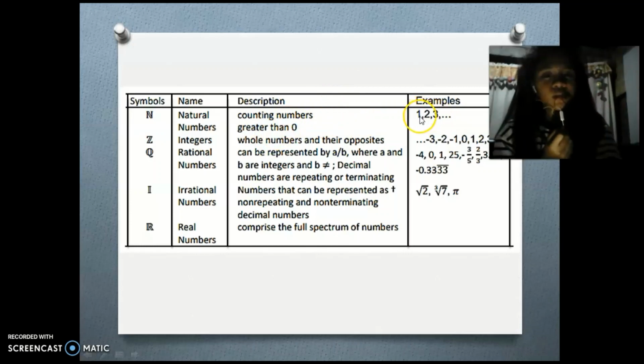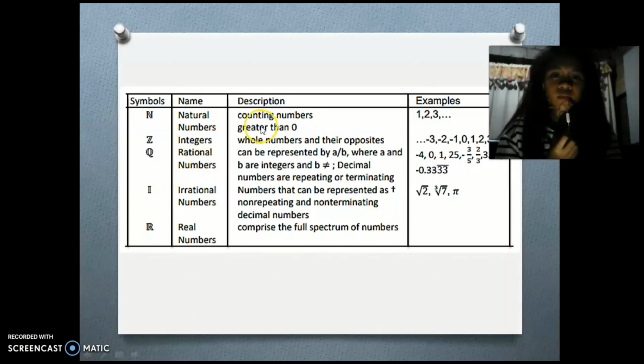They are greater than 0, so 0 is not included in the natural numbers. The example is this one: 1, 2, 3, 4, 5, 6, 7, and so on and so forth.